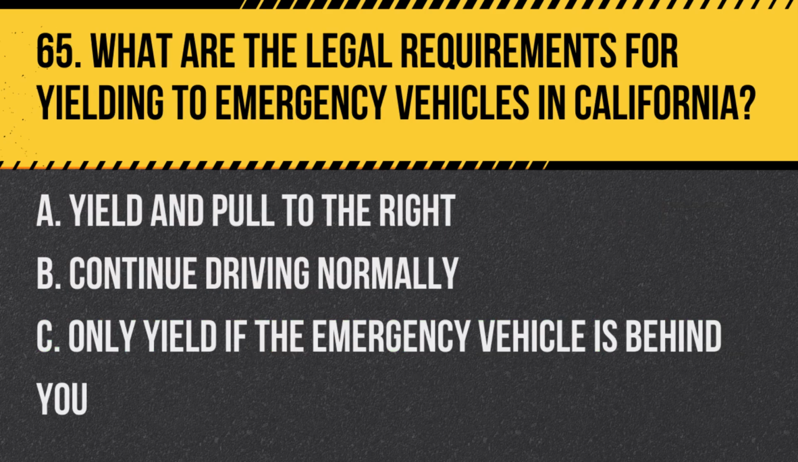Question 65. What are the legal requirements for yielding to emergency vehicles in California? A. Yield and pull to the right. B. Continue driving normally. C. Only yield if the emergency vehicle is behind you. Answer: A. Yield and pull to the right. When an emergency vehicle approaches with sirens or flashing lights, yield and pull over to the right.